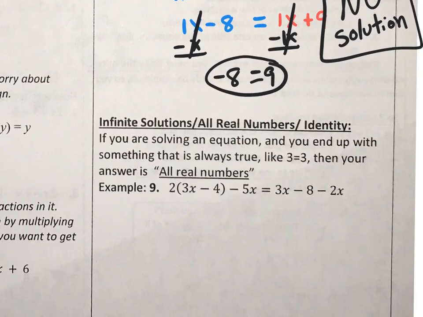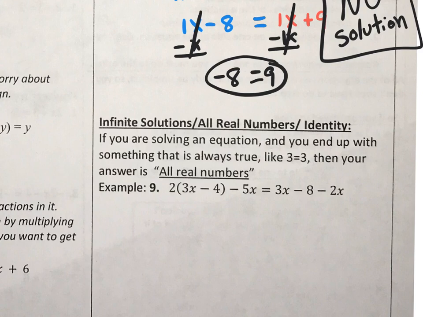Now, sometimes you're going to be solving an equation and you end up with something that's always true, like 3 equals 3, or 0 equals 0, or 5 equals 5. Then your answer is all real numbers. So again, when it's impossible, you say no. When it's always true, you say all real numbers. Okay.